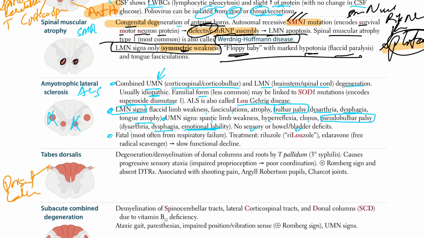So their sensations are intact, bowel and bladder intact. It is fatal, most often from respiratory failure. The patient would die of respiratory failure. Treatment is also high yield. It's called riluzole for Lou Gehrig disease. Look at that: Lou Gehrig, riluzole. Also edaravone, which is a free radical scavenger, which leads to slower functional decline in these patients.